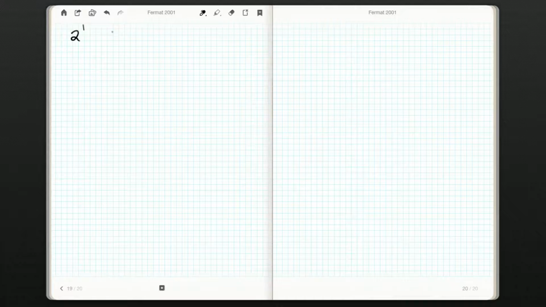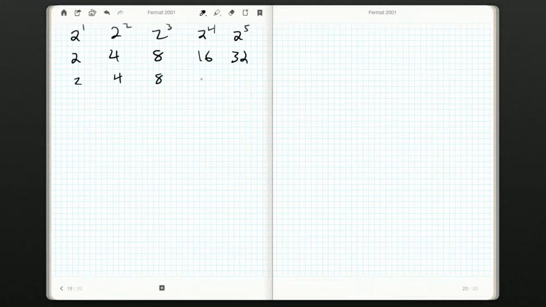So for example, if I take a look at 2 to the power of 1, 2 to the power of 2, 2 to the power of 3, 2 to the power of 4, 2 to the power of 5, and look at the units digits, so that's 2, 4, 8, 16, 32, I get units digits of 2, 4, 8, 6, and 2. And if I look at powers of 12, I will notice that the fact that I added a 1 up here doesn't make a difference.